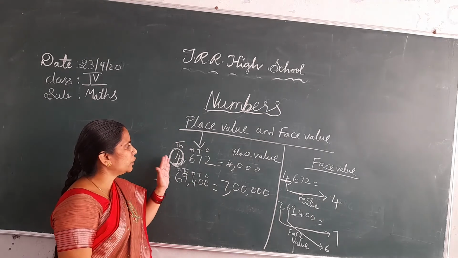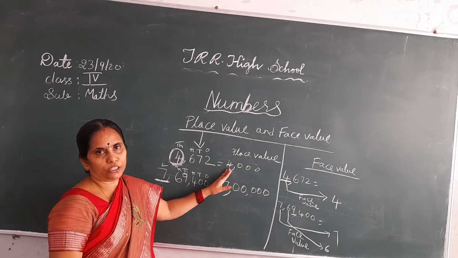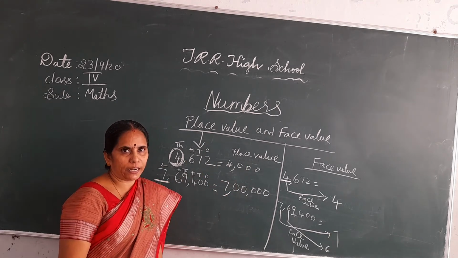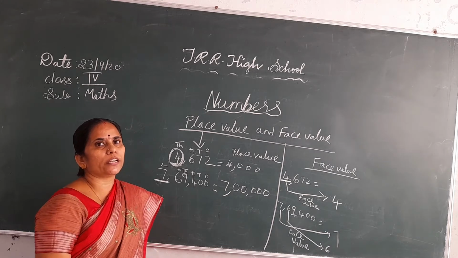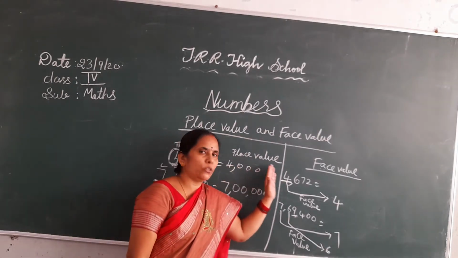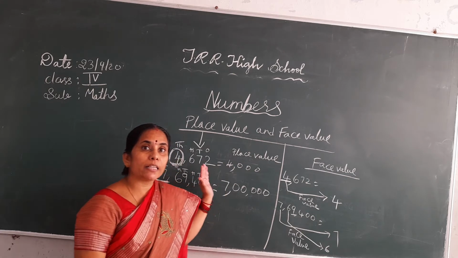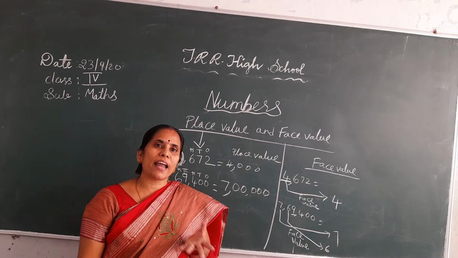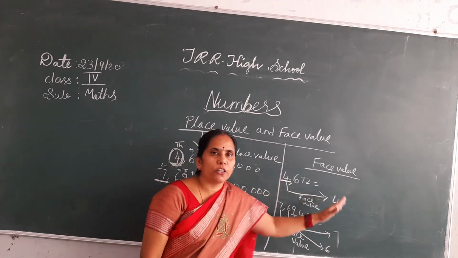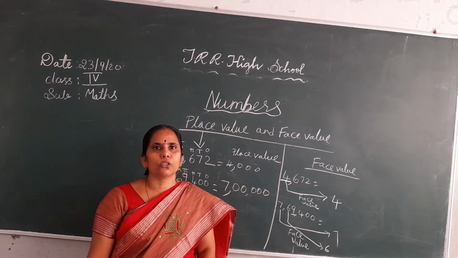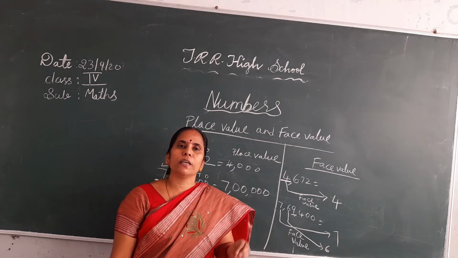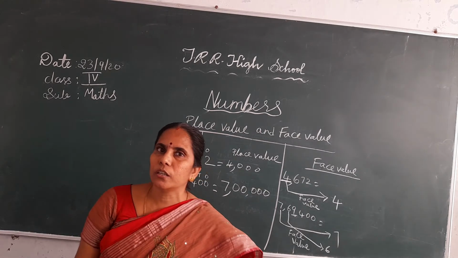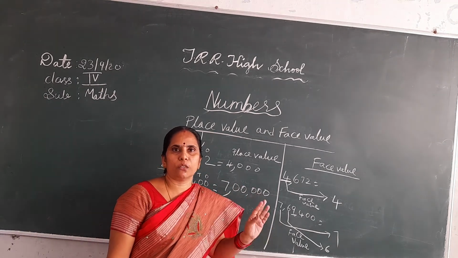Place value means in which place it is there, that value it will show. That is the place value. Place value and face value will be different. Understood? You all understood the difference between place value and face value. Place values will change. In whichever place it is, the value will change. Face value, in whichever place it is, will not change. It will be the same digit only. I think today you all understood face value and place value.